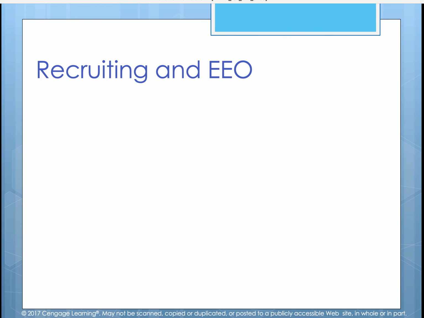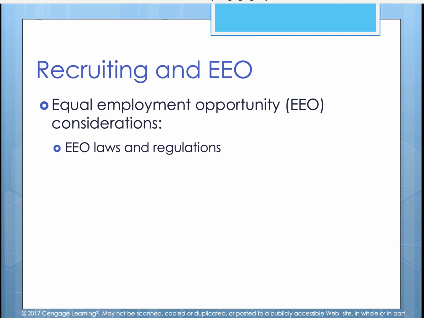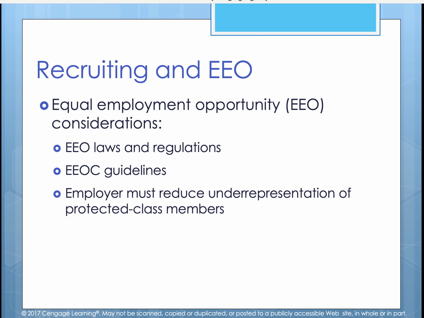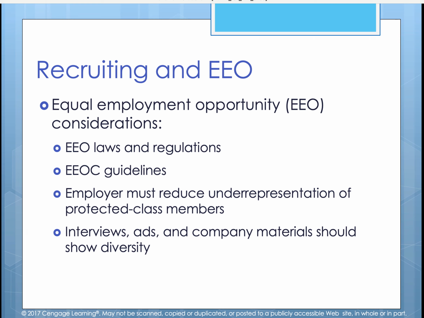When we look at recruiting and EEO, equal employment opportunity, of course, we talk about this in Chapter 3, I believe, but we have to look at the different considerations. Of course, the laws and the regulations, the Commission's guidelines, and understanding that you must reduce as much underrepresentation of protected class members as you possibly can, and making sure that your interviews, your advertisements, and any company materials that you have show diversity. It shows a desire to have it, and it shows that you are actually achieving whatever goals you set out.